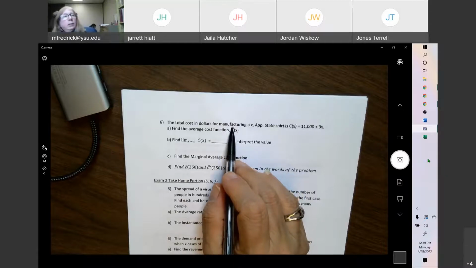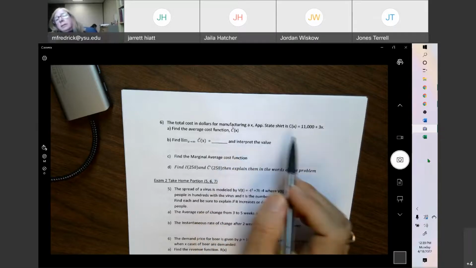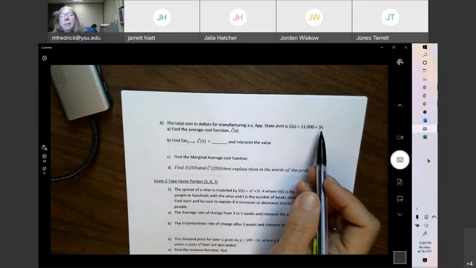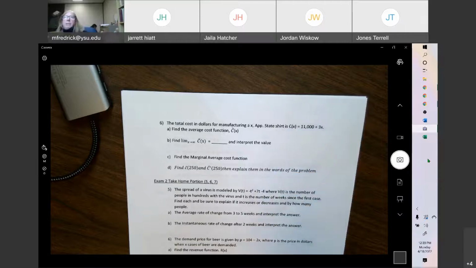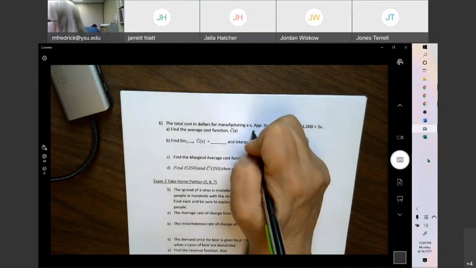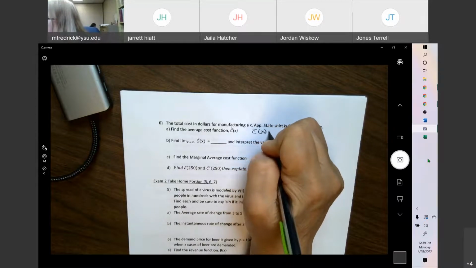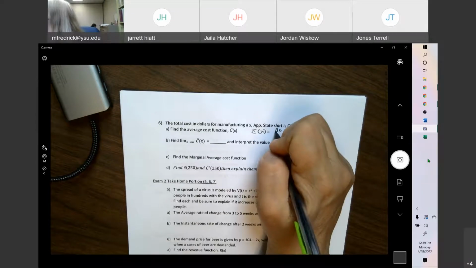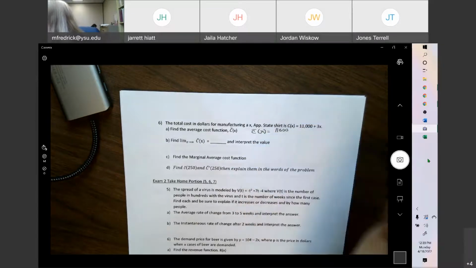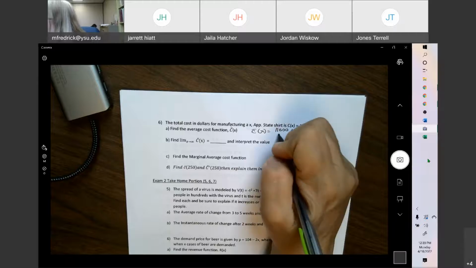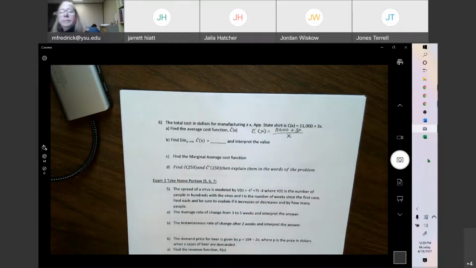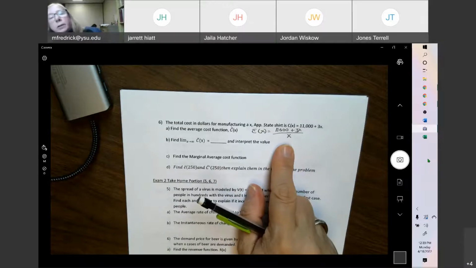Average cost function, you either divide by X or you multiply by 1 over X. Since this is just a polynomial, I would divide by X. One way of remembering, when you're finding the average, you combine everything and divide by how many there are. X is how many there are. So the average cost function is (11,000 plus 3x) over x. That's your average cost function. Any questions on it?